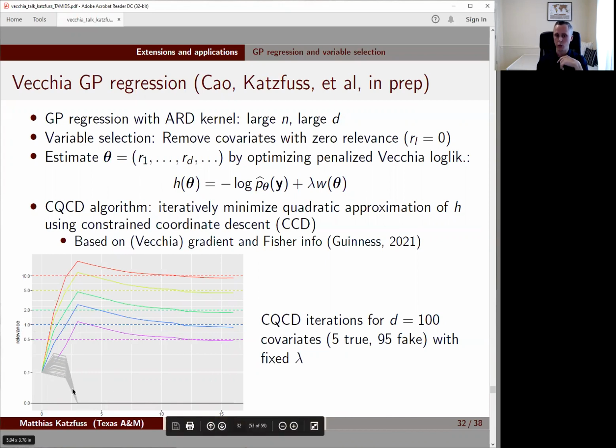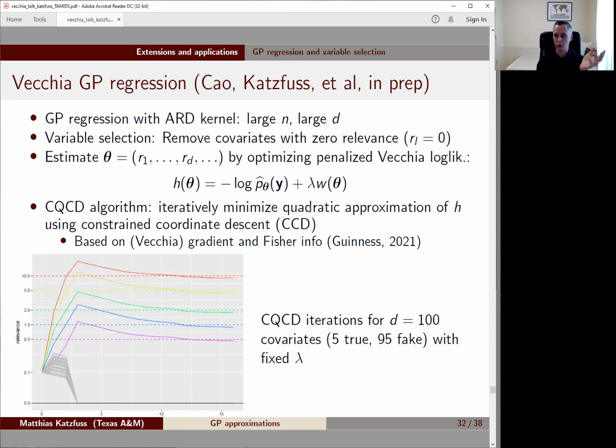The fake ones here are in gray, and we can see after, I think, 3 iterations of the CQCD algorithm for a fixed lambda, the fake predictors are deselected or removed from the model. They're all exactly 0 relevance here. And the true predictors, which are in different colors here, converge fairly quickly to roughly what their true values are. The dashed lines here are the true values from which we simulated the data. So the CQCD algorithm worked very well for this example for a fixed lambda.